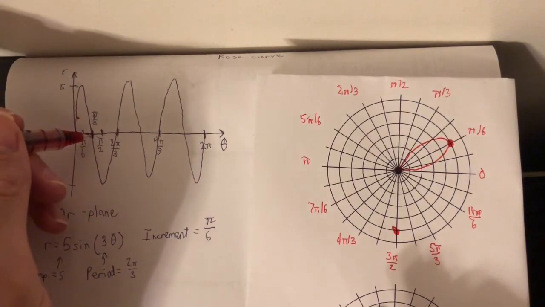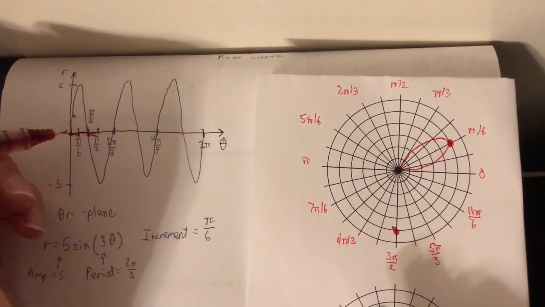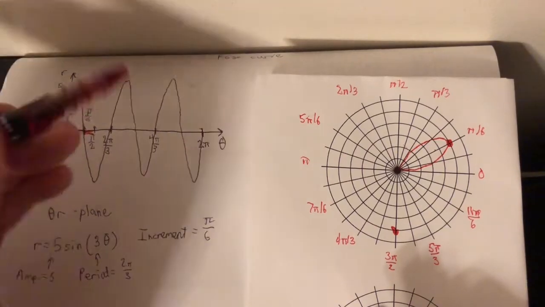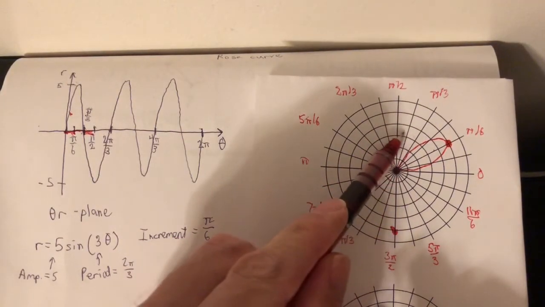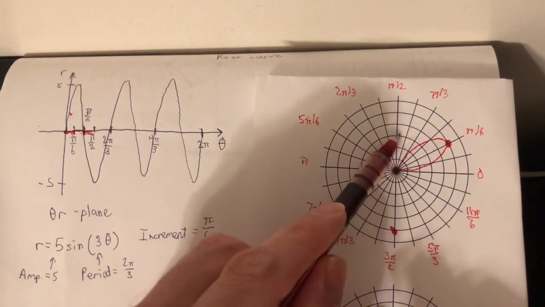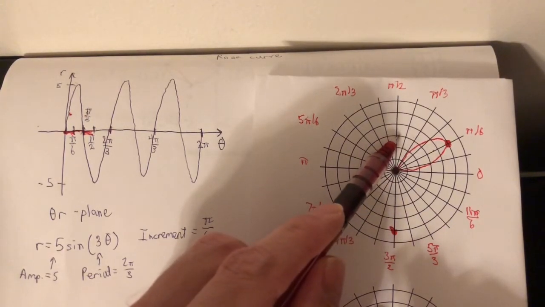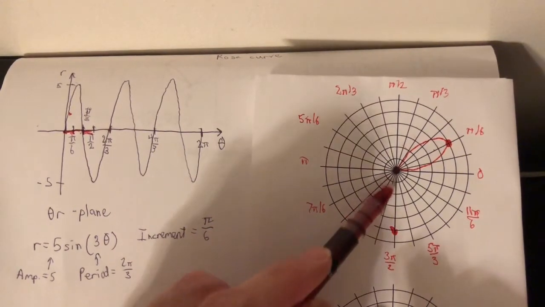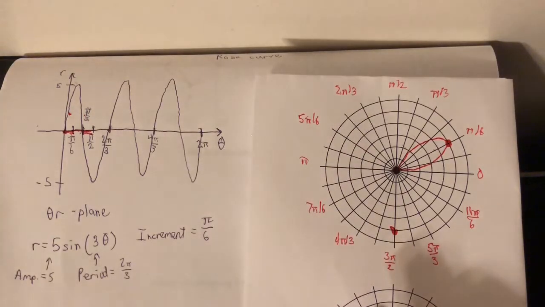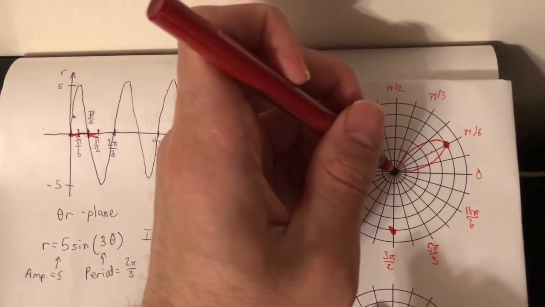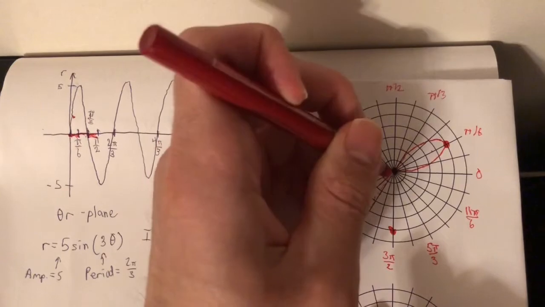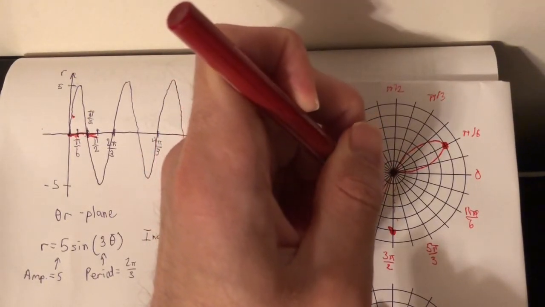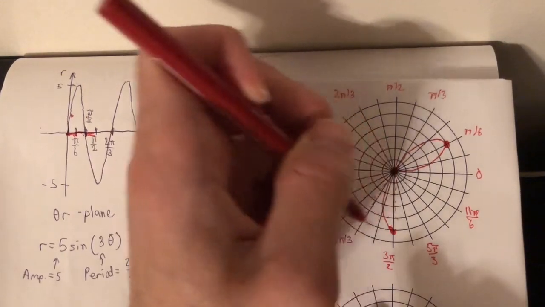Now as I go from pi over 3 to pi over 2, my r is negative. So as I'm looking from pi over 3 to pi over 2, I'm looking at this branch. So really I'm going to be on the opposite side of that. I'm not going to be in the first quadrant, I'm going to be in the third quadrant. So as I look in the pi over 3 direction to the pi over 2 direction, I'm going to be getting closer and closer to this point.